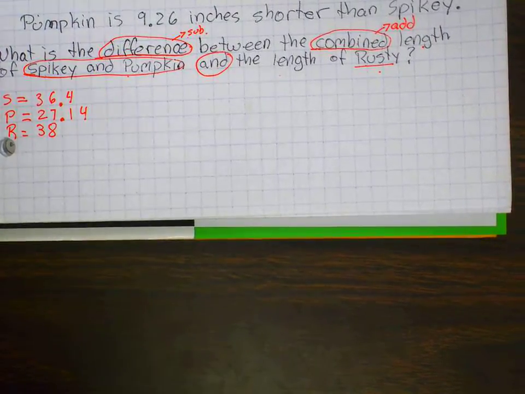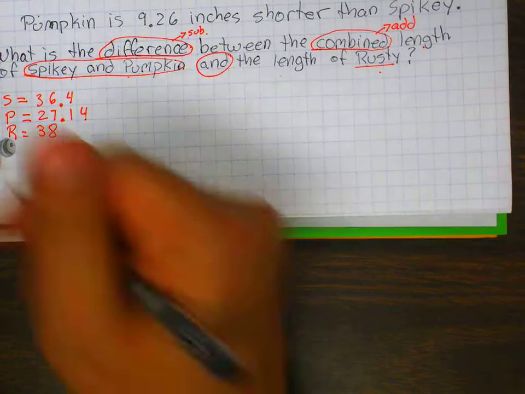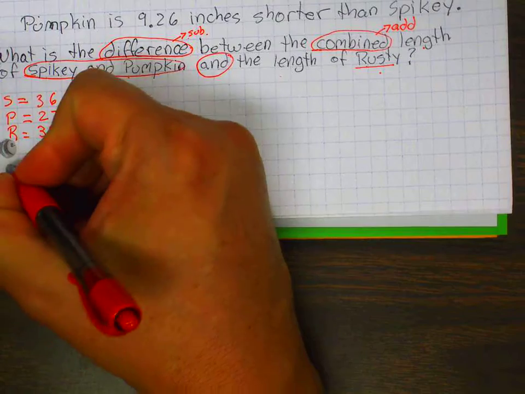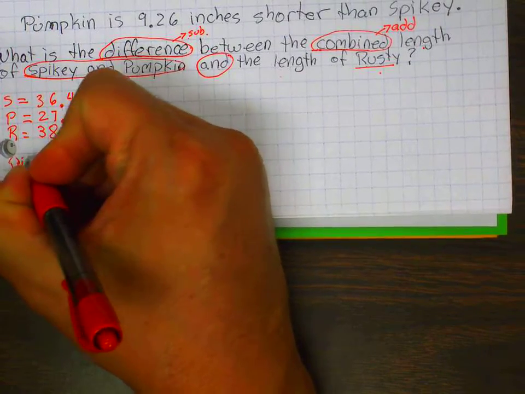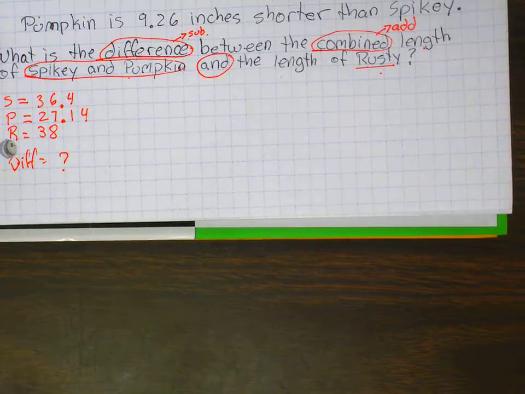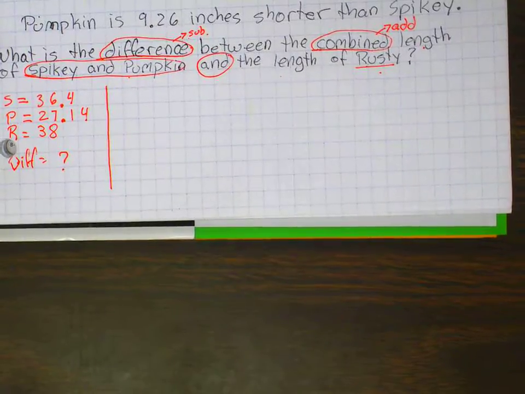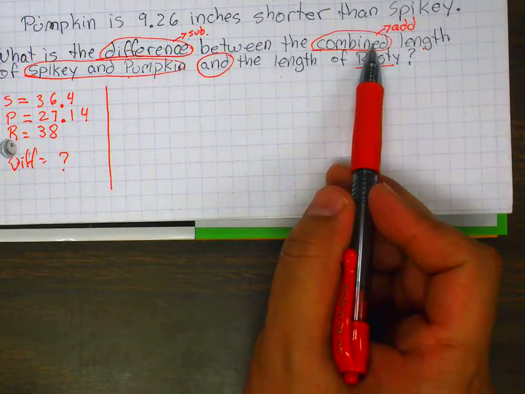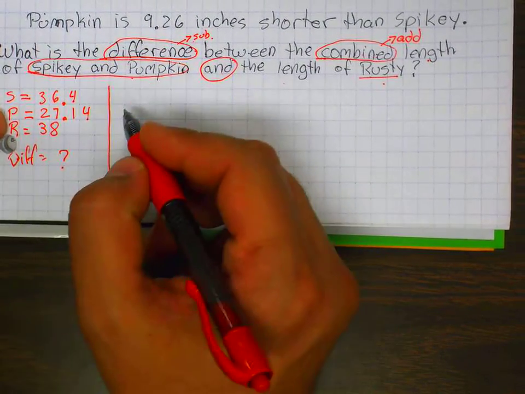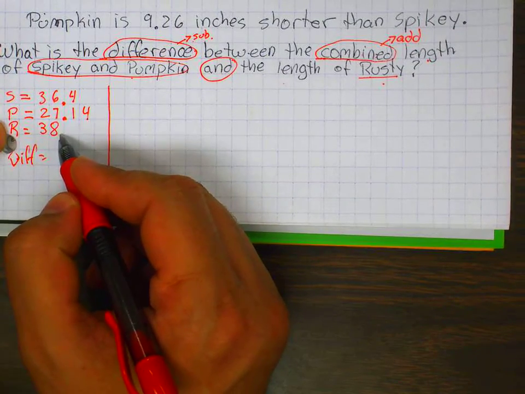Here is what I saw that we're having some trouble with. Let me write. I need to find the difference. What is the difference? I need to find the difference. And what difference do I need to find? I need to compare Pumpkin, and I'm going to compare that to Rusty.